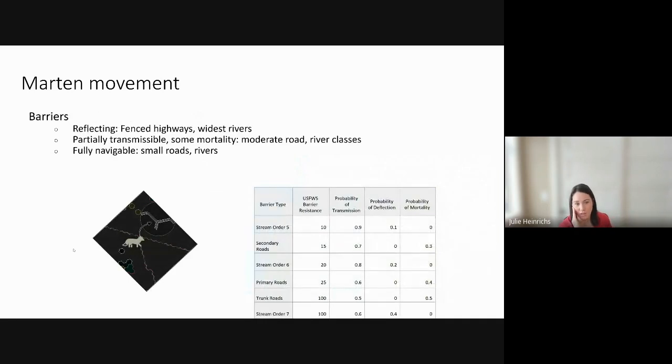Along the way, they're interacting with barriers, some of which pose bigger challenges than others. Some of them are reflecting features like fenced highways or wide rivers. Others they can go through but have some risk of doing so in terms of mortality, and the small ones are absolutely no problem.